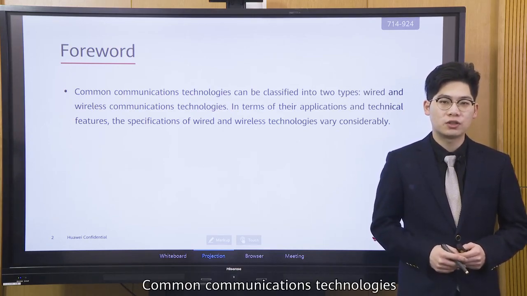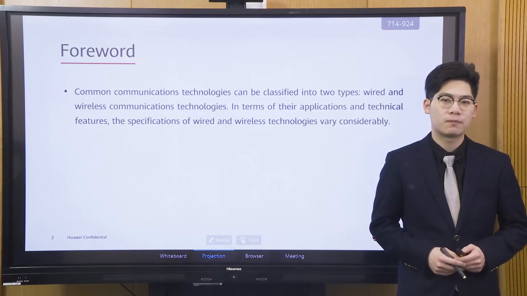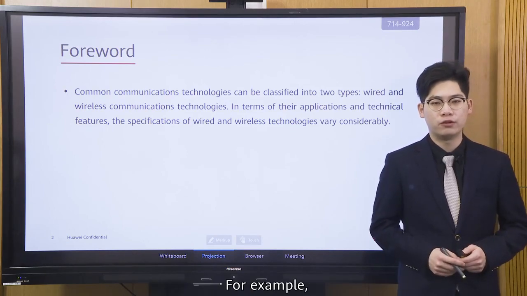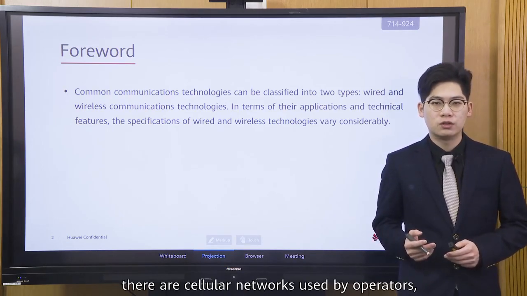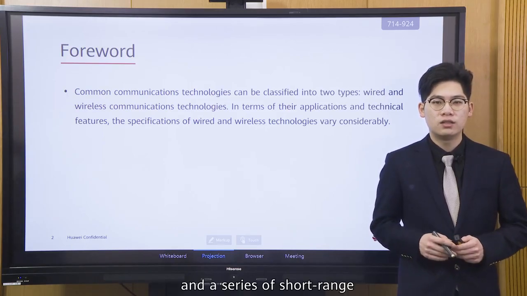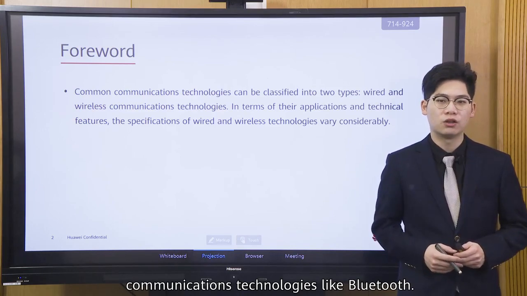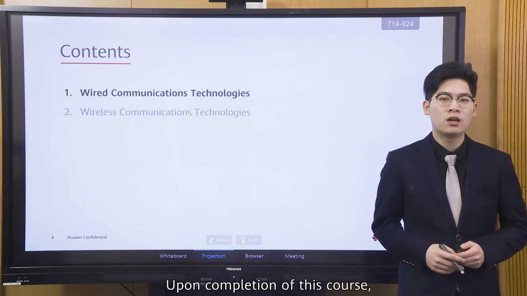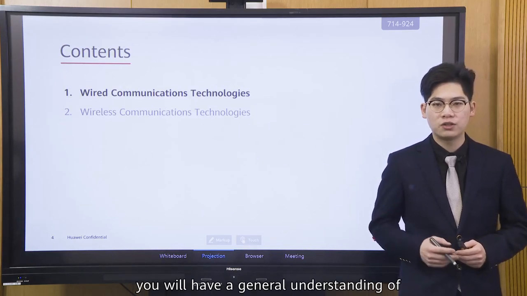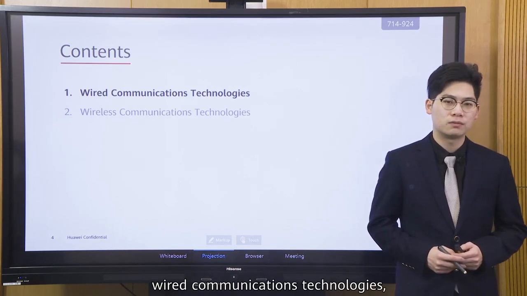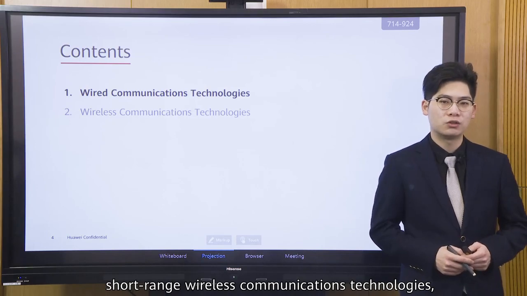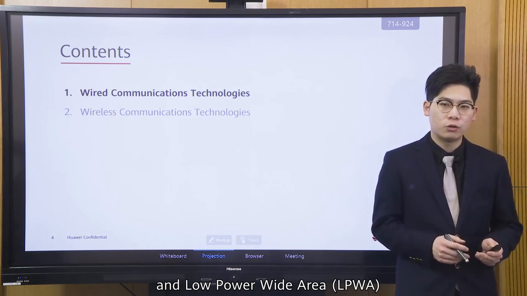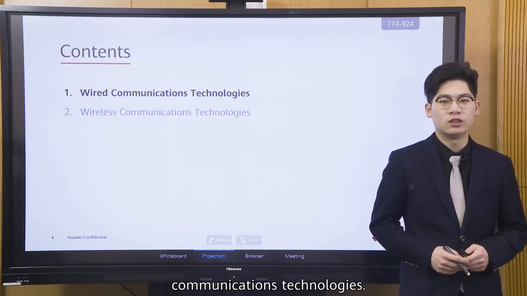Common communications technologies can be divided into two categories: wireless and wired. Wireless technologies can be further divided. For example, there are cellular networks used by operators and a series of short-range communications technologies like Bluetooth. We will talk about them in detail later. Upon completion of this course, you will have a general understanding of wired communications technologies, short-range wireless communication technologies, cellular mobile communications technologies, and low-power wide area, which is LPWA, communications technologies.